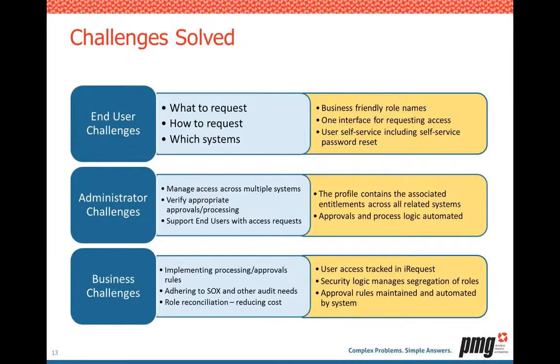So, what are the challenges solved? Well, the end user knows where to go now. They just have to log into the service catalog. They can go to request a profile, and they will see a list of all the things that they can request. And it will be a simple business-friendly name that they'll be able to request. It's one interface, and it's going to give them access to all the different applications they need. As the company gets more mature, you can actually add in things like password reset or user unlock in different applications.